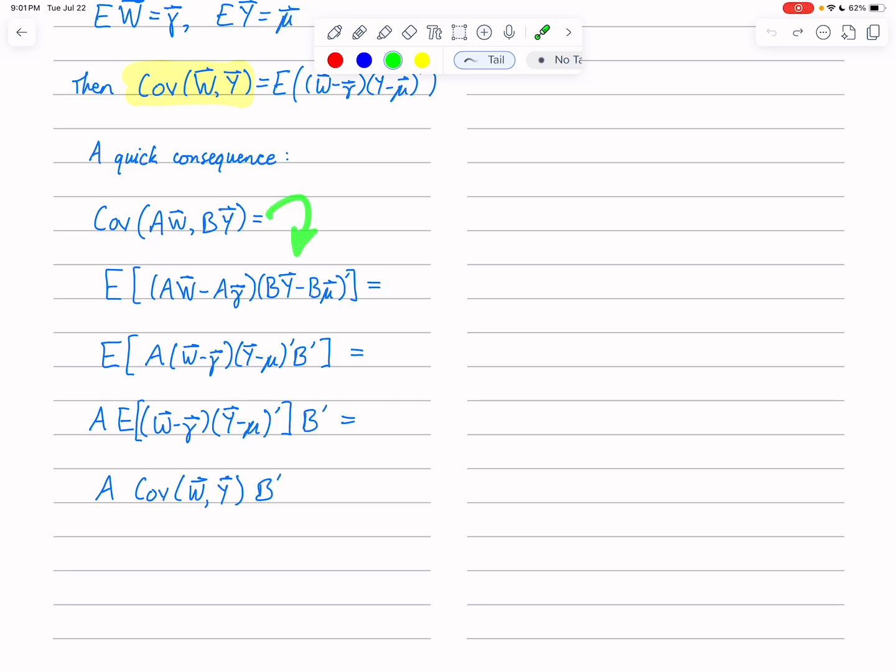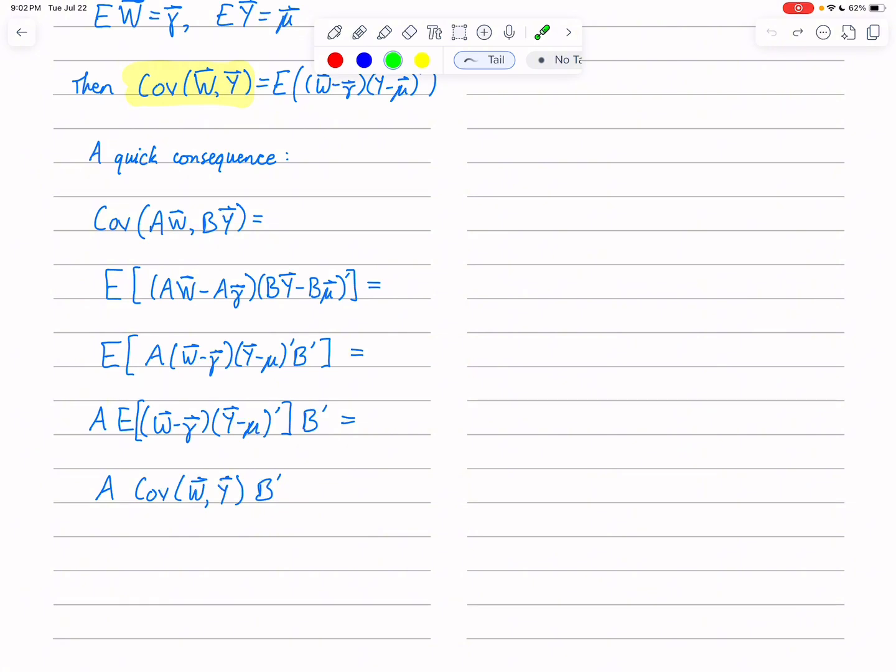Immediately by definition, this is just what the covariance is, although I have computed a little bit here. This is the expected value of AW, and since the expected value of W is gamma, I have A gamma there. The expected value of BY is B mu, and so we're going to compute this product in some sense.